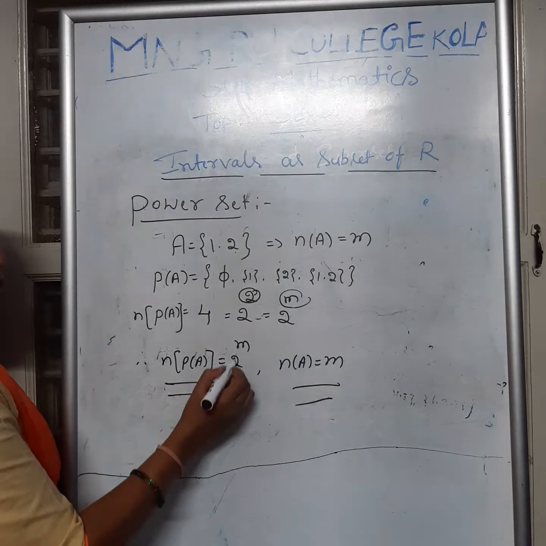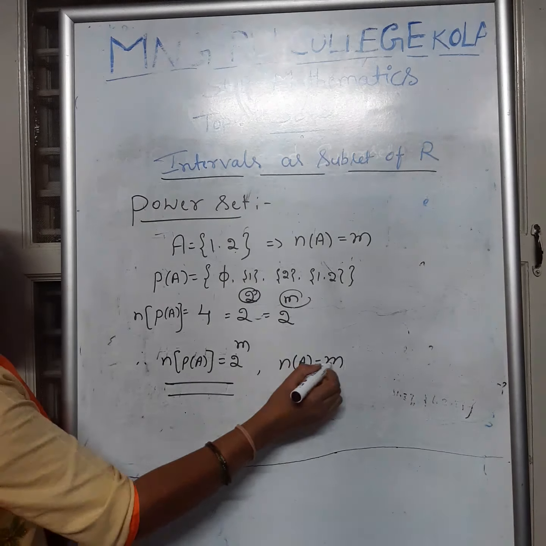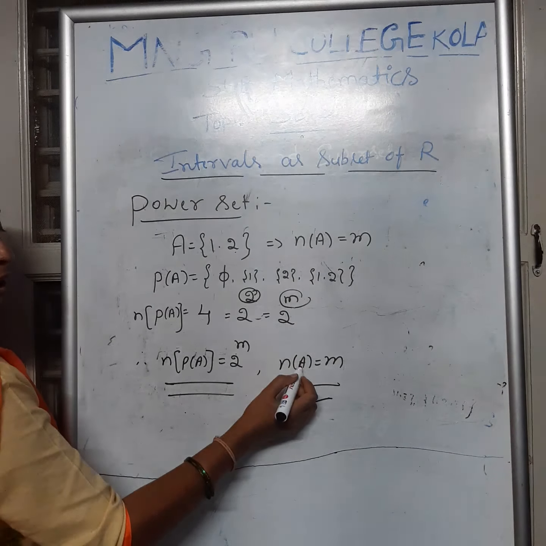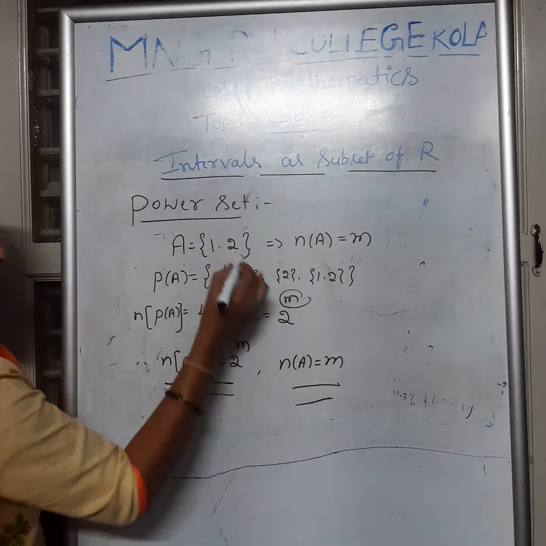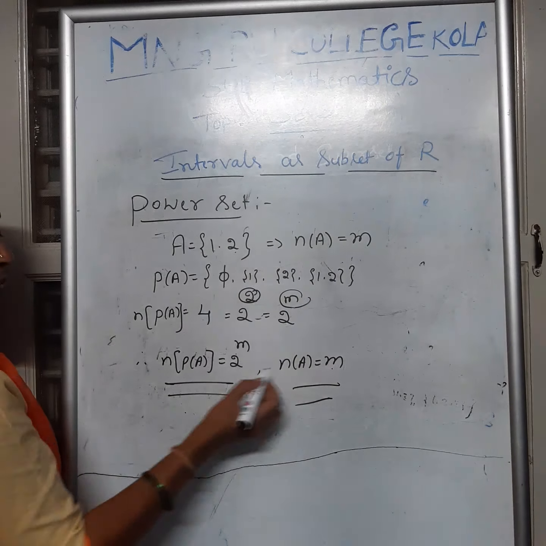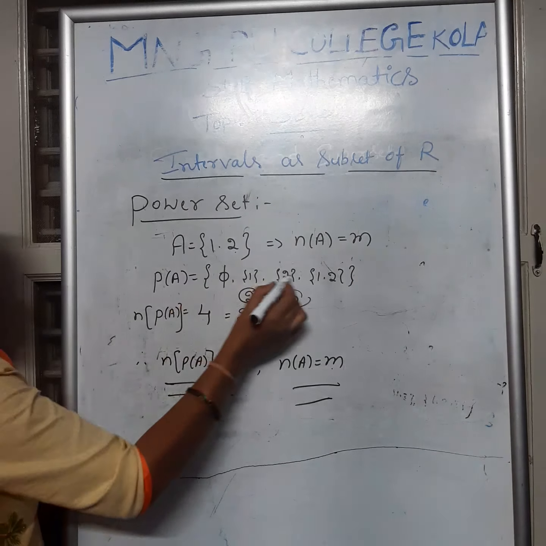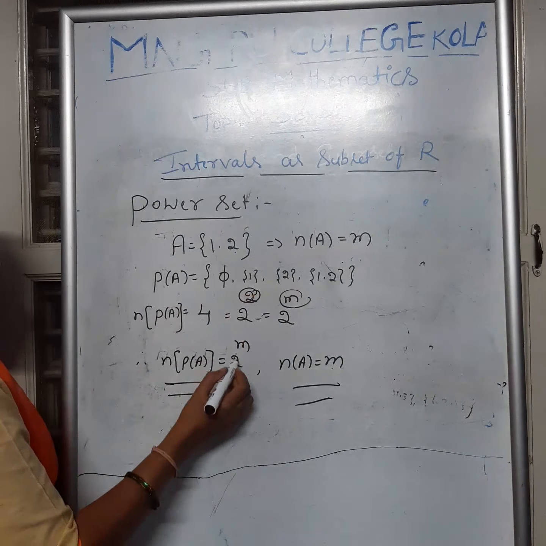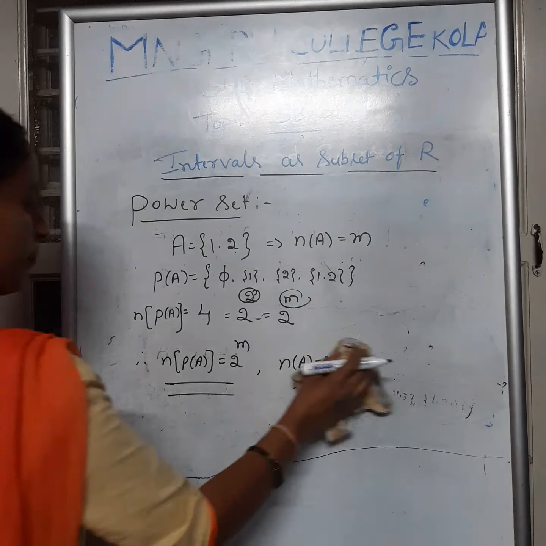The number of elements in P of A equals 2 to the power of m, where the number of elements in A equals m. So, m is the number of elements in the set A, and in the power set, the number of subsets is the value of n of P of A.